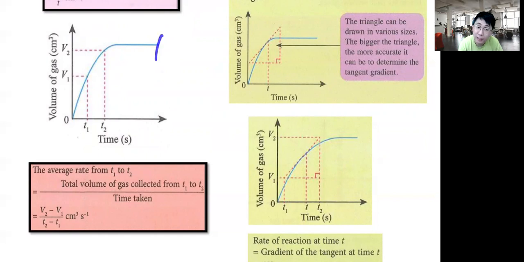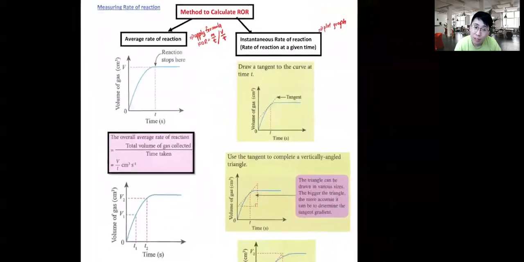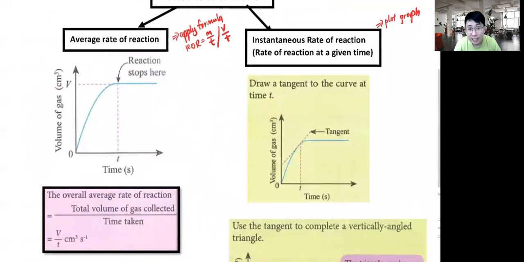Okay, you cannot take the final time here. You must take the time when it becomes a straight line. Okay, and it's very simple because you just have to apply the formula. But for instantaneous rate of reaction, that is where you cannot apply the formula anymore.